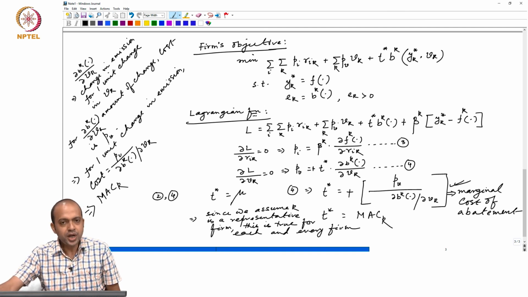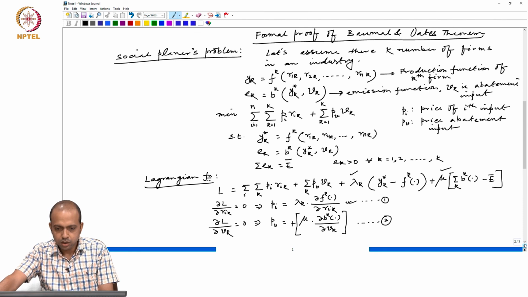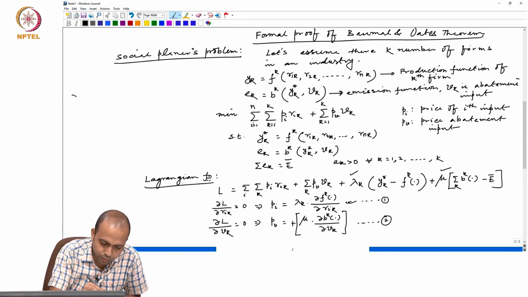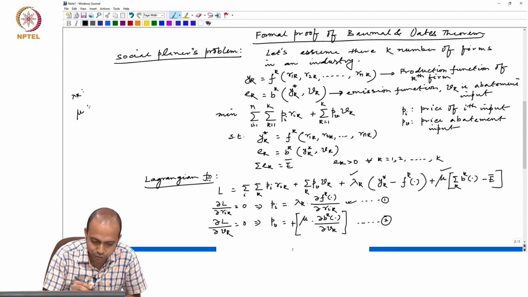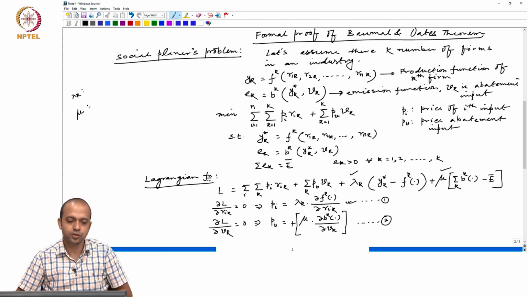Now, what I said earlier is that this is the mechanical derivation of the condition, but since this process of minimization requires a Lagrangian multiplier, we have not actually understood two things. What is the meaning of this lambda_K and what is the meaning of this mu? These are the two Lagrangian multipliers we have used. We need to learn the economic interpretation of these two Lagrangian multipliers.